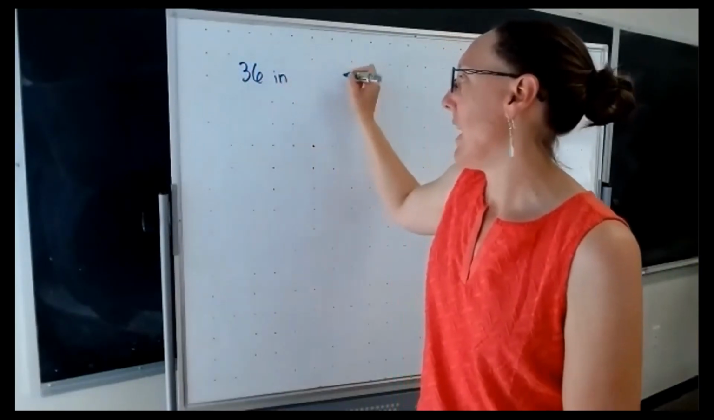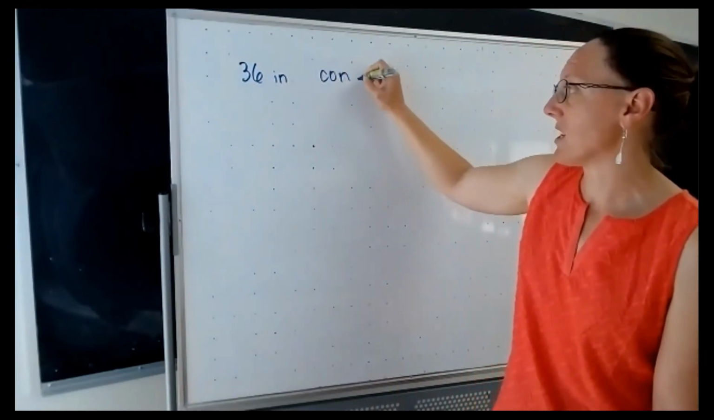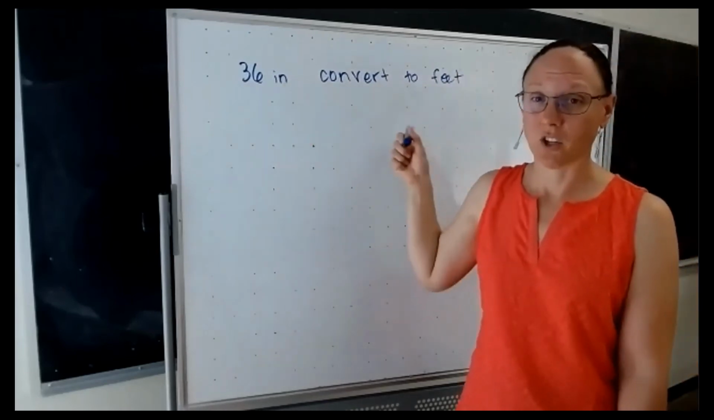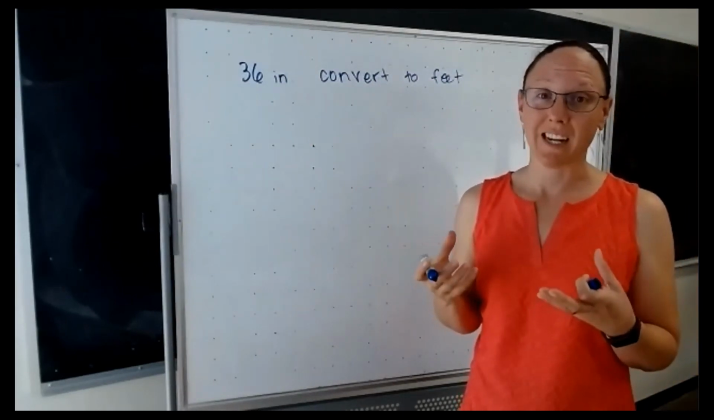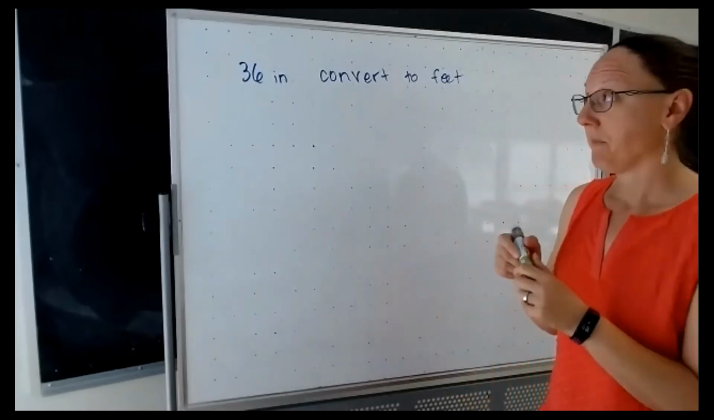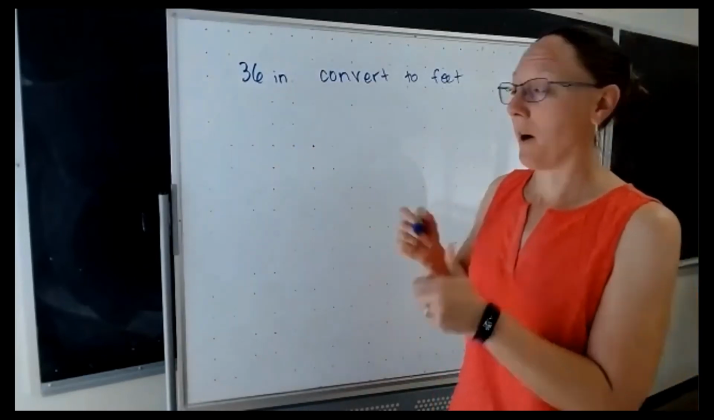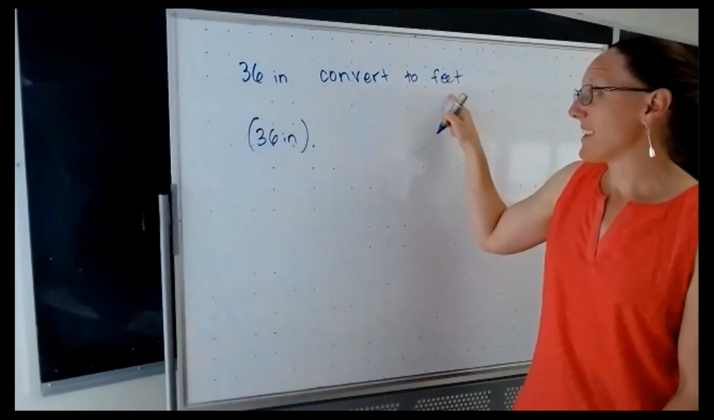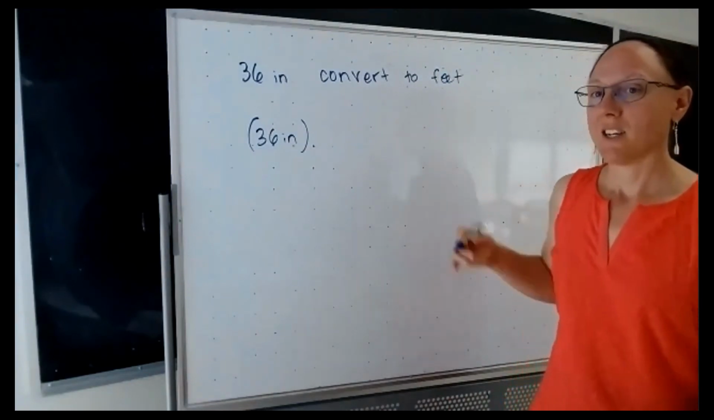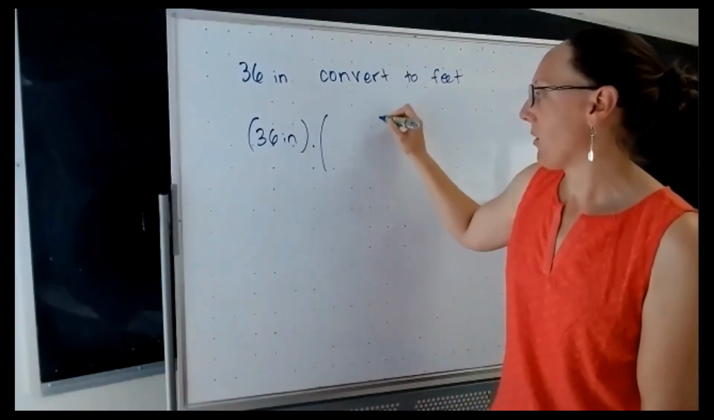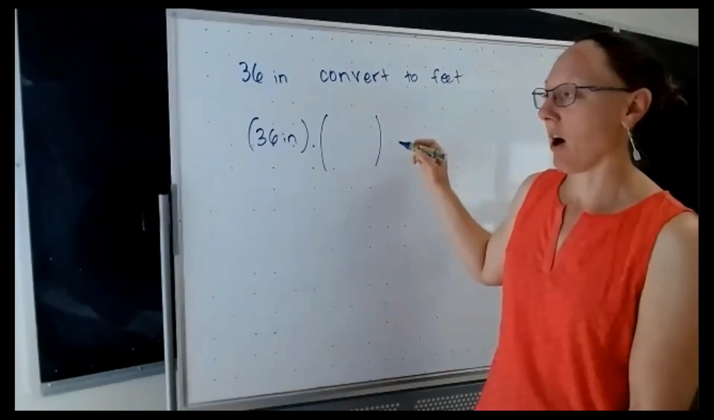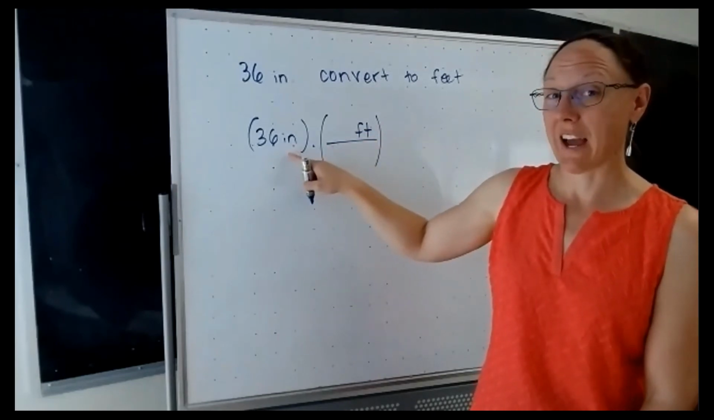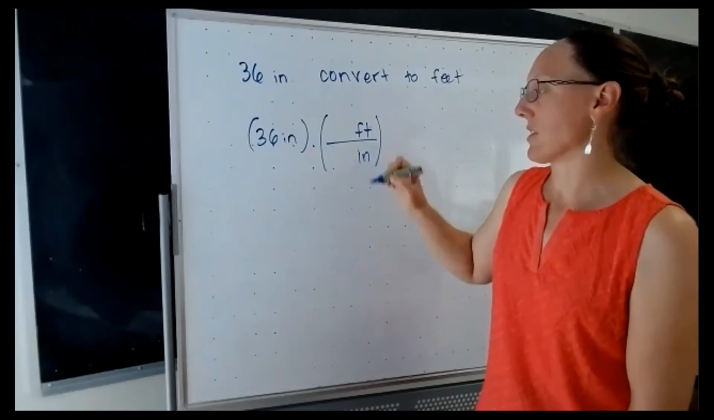36 inches, and I wanted to convert that to feet. My guess is that a lot of you could just do that in your head, but if I were doing this in a mathy way, I always think about, where am I starting? Well, I'm starting with 36 inches. I want to end up with feet. So my ratio that I write down needs to have what I want on the top. So I'm going to put feet on the top. And I know that I'm going to have to cancel out those inches. So I'm going to need inches on the bottom.